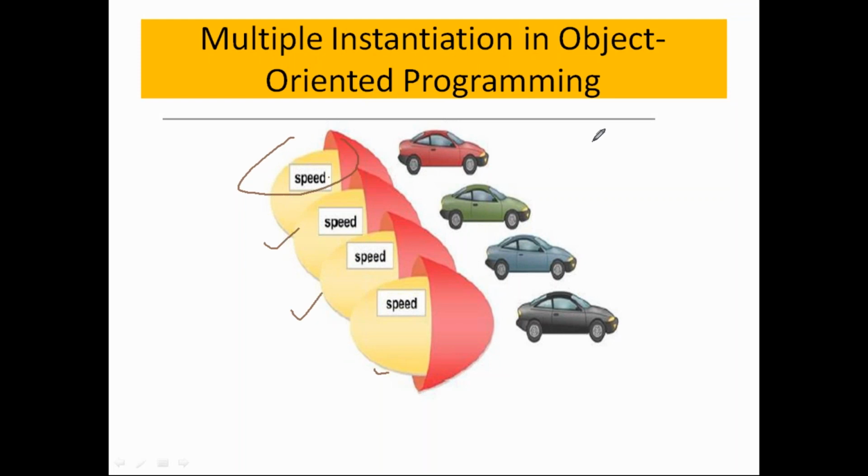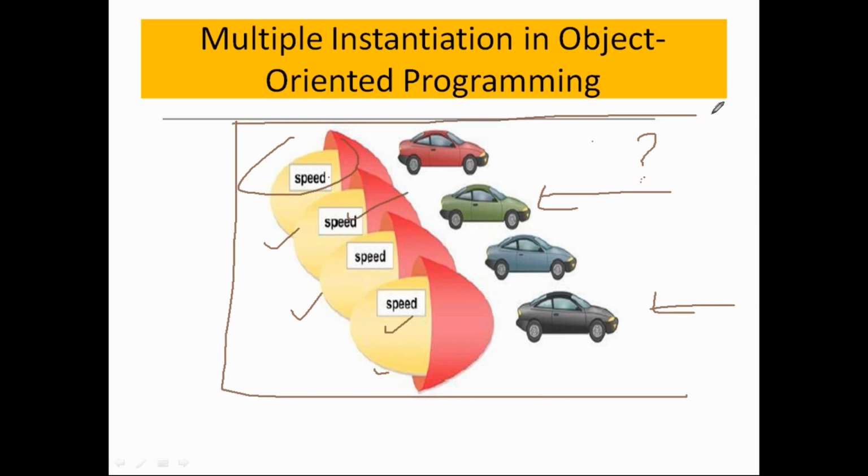When you call increase speed in object oriented, on which object? Since it is object oriented, we have to tell from which object. If you say this object, this speed will be manipulated. This object, this speed will be manipulated. So this is why we need to go for classes, even though function groups can provide the security.